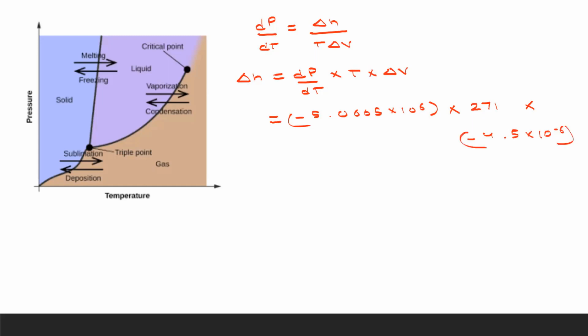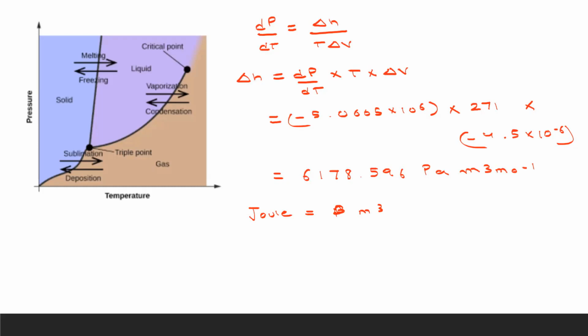Once you solve this, you get an answer of 6178.596 Pascal meter cube per mole. They have asked you for the answer in joule per mole. Now, when you take into account the conversion, 1 joule is equal to 1 Pascal meter cube. So that means you don't need to do any conversion in this case.